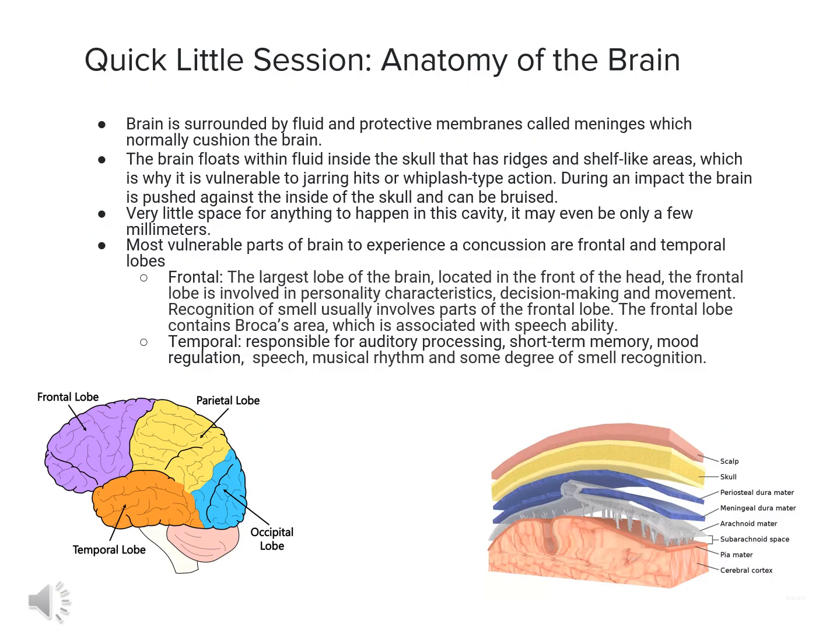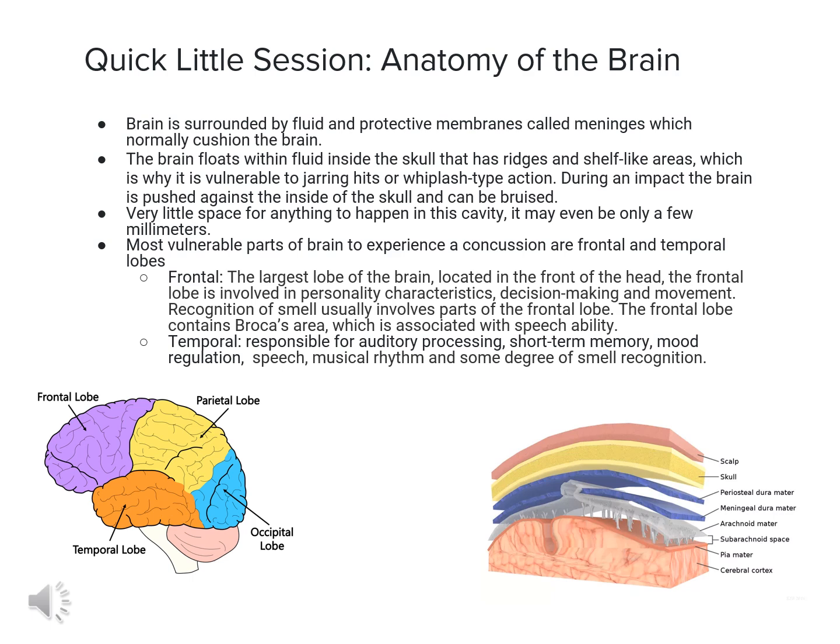So here is a quick little session for anatomy of the brain. The brain is surrounded by fluid and protective membranes, which are called meninges, which normally cushion the brain. The brain floats within fluid inside the skull that has ridges and shelf-like areas, which is why it is vulnerable to jarring, hits, or whiplash-type actions. During an impact, the brain is pushed against the inside of the skull, which can be bruised. There is very little space for anything to happen in this cavity, and it may be even only a few millimeters of space.